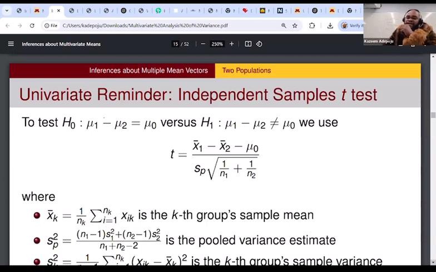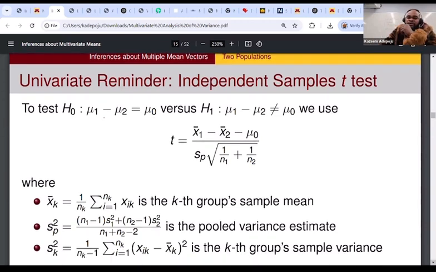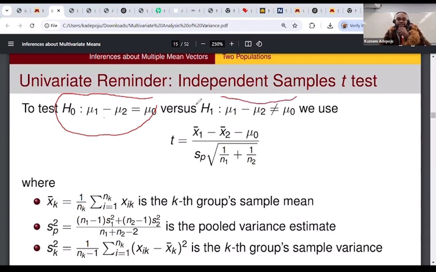If I want to start, I'll first start with a univariate reminder. The two-sample t-test is very popular in statistics and the research world in general, where I have two independent groups and I want to compare means. I have a hypothesis that the difference of means is equal to a particular value, or not equal to a particular value.